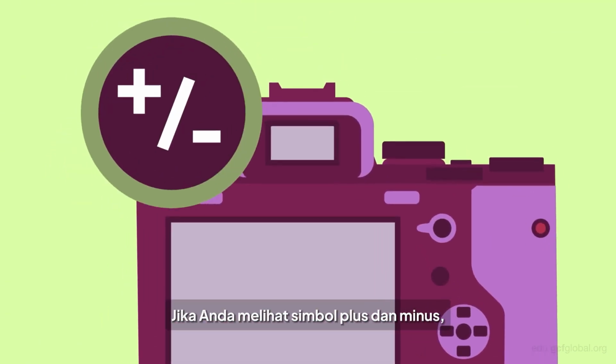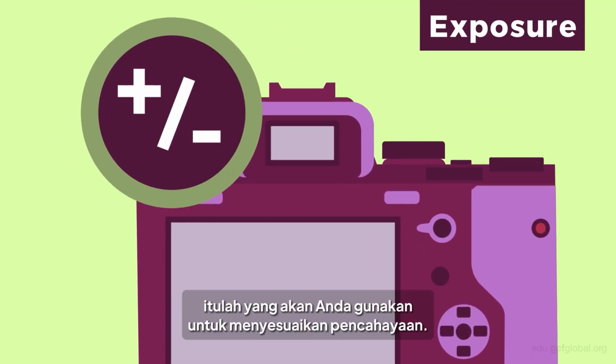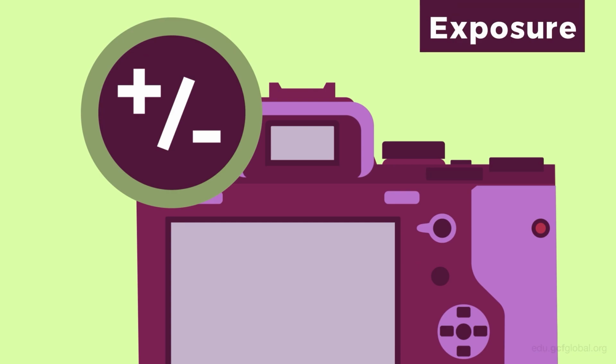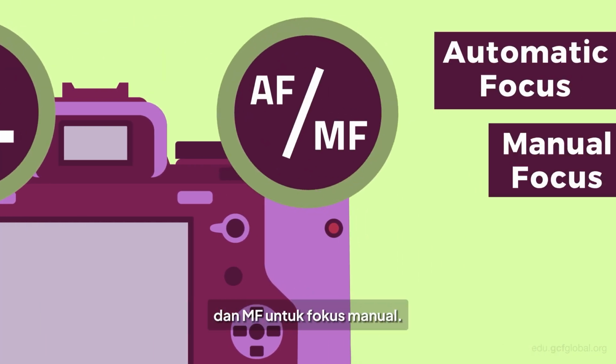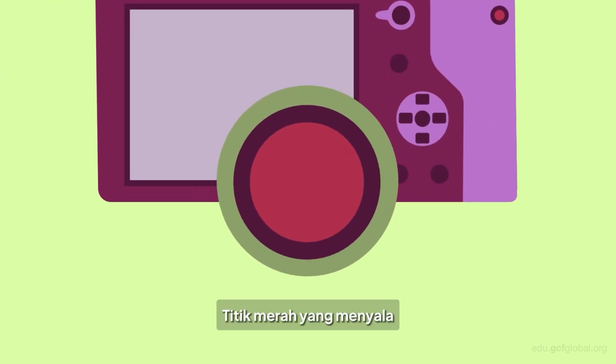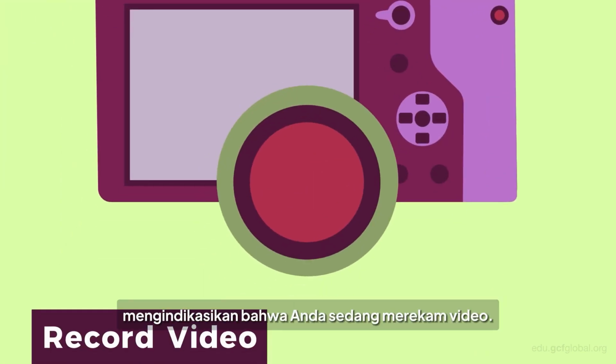If you see a plus and minus symbol, that's what you'll use to adjust the exposure. The letters AF stand for automatic focus, and MF for manual focus. An illuminated red dot indicates that you are recording video.